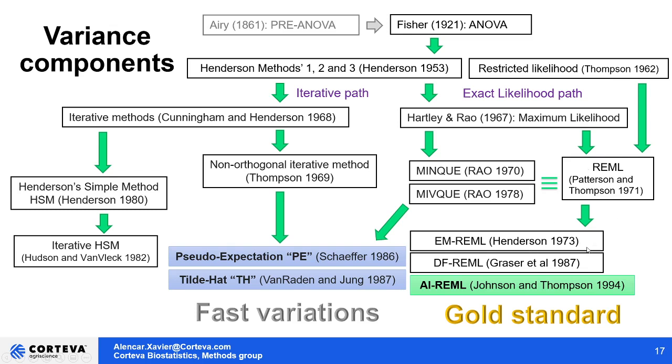REML has two or three main variations: the expectation maximization, derivative-free REML, and more recently average information REML from 1994. On the iterative path, we know that Thompson proposed a framework that is compatible with non-orthogonal matrices in 1969. And this pathway was further explored by Schaeffer and Van Raden in the late 80s, when they wanted to solve for very large mixed model equations without having the computer power that we have nowadays, when at the time they used pedigree information instead of genomic information. So they created these fast variations that have satisfying variance components very close to what you'd get from REML.